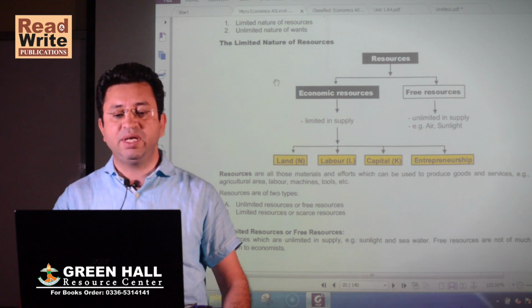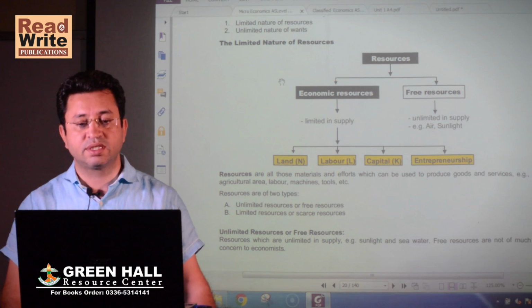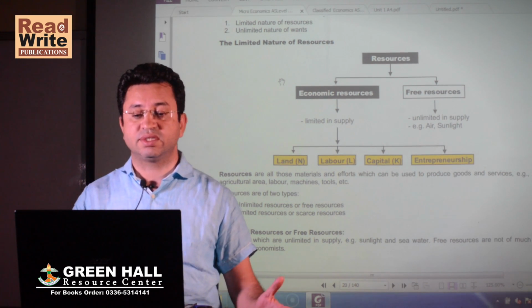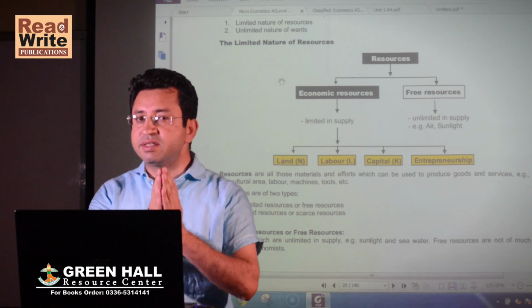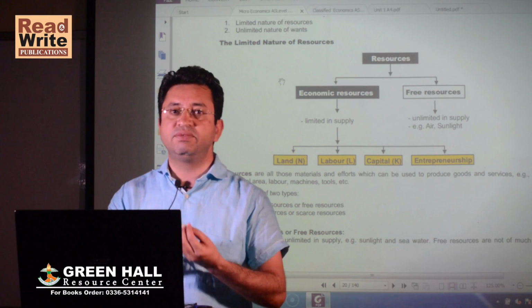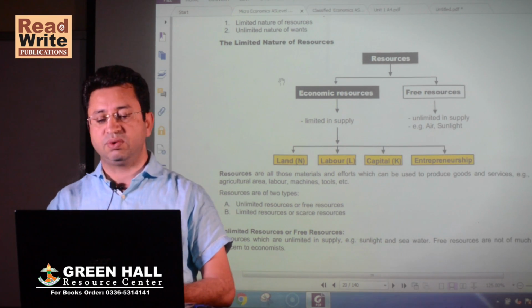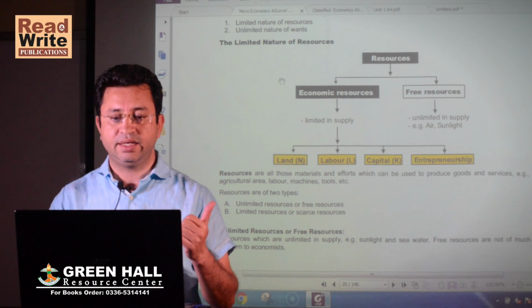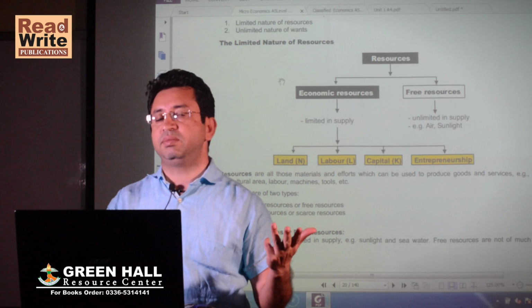Our concern mainly falls over the economic resources. Economic resources, also known as scarce resources, are limited in supply. Something which is not unlimited and something which is helpful in production will be an economic resource. They are subcategorized into four: land, labor, capital, and entrepreneurship.